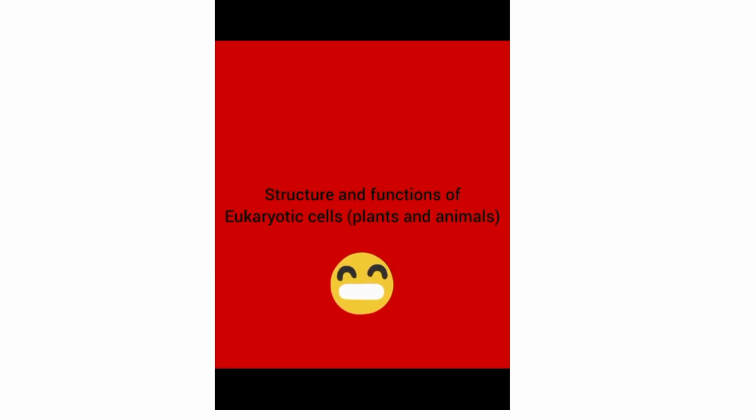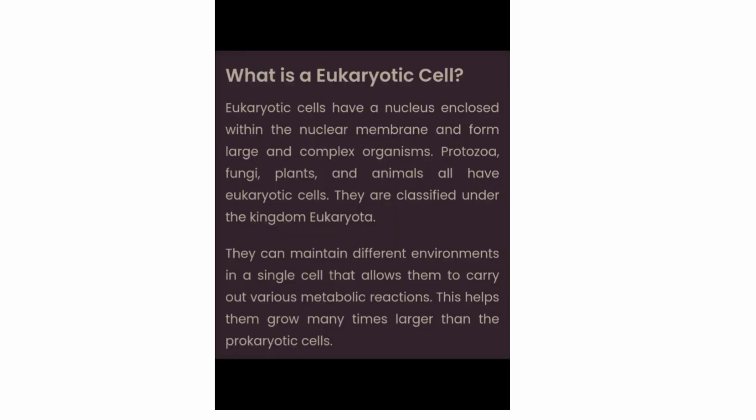Structure and functions of eukaryotic cells. What are eukaryotic cells? Eukaryotic cells have a nucleus enclosed within the nuclear membrane and form large and complex organisms. Protozoa, fungi, plants and animals all have eukaryotic cells. They are classified under the kingdom Eukaryota. They can maintain different environments within a single cell that allow them to carry out various metabolic reactions. This helps them grow many times larger than prokaryotic cells.